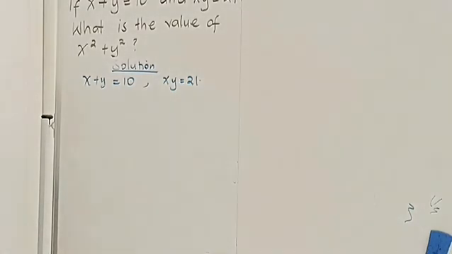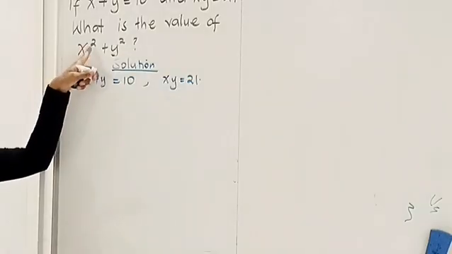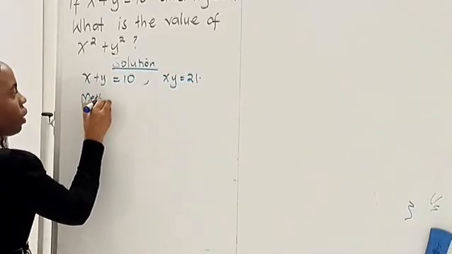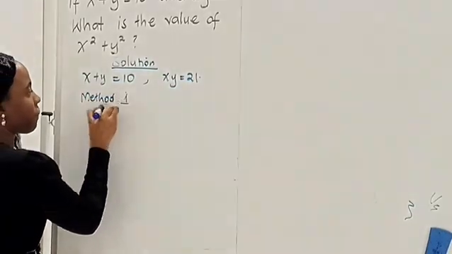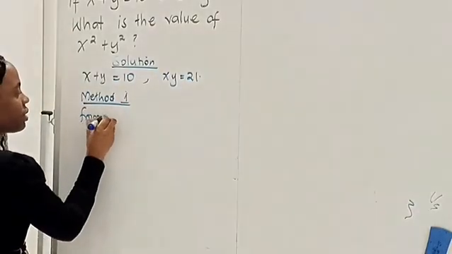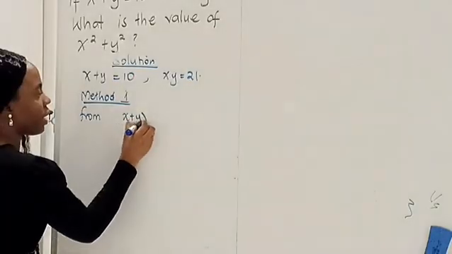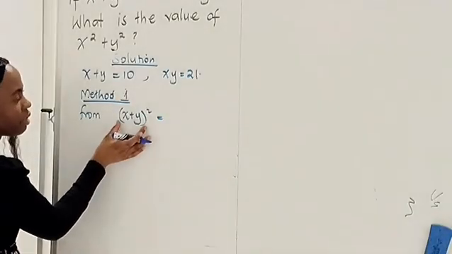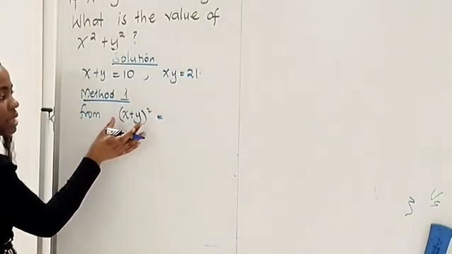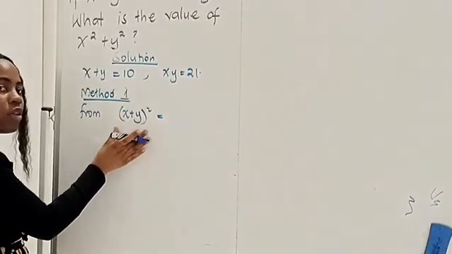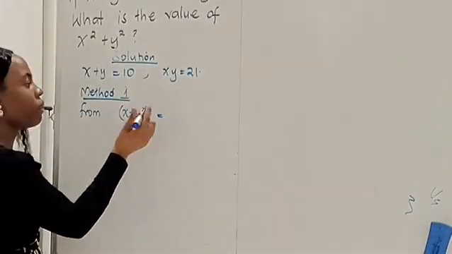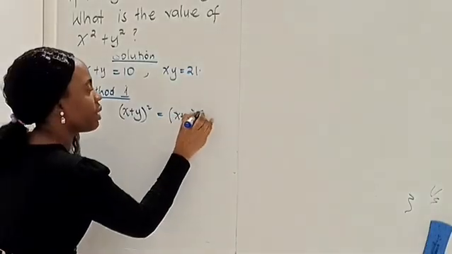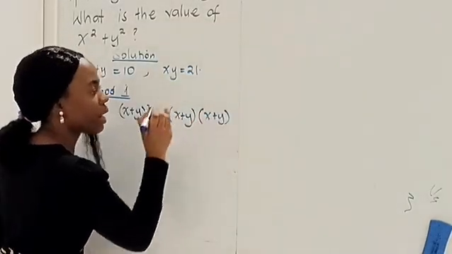We are going to use an identity to find the value of x squared plus y squared. So method one, from an identity which is x plus y squared, this is equal to, let us break it down together, okay? If we have any term squared, it means that term multiplies by itself 2 times. So this is going to be x plus y multiplied by x plus y, okay?